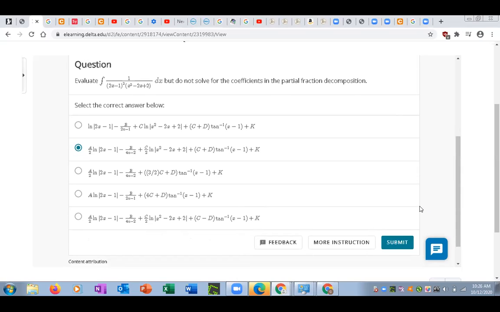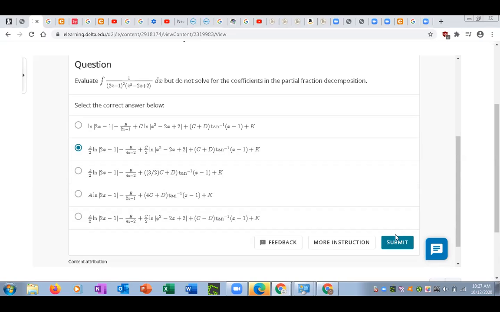Because the first one doesn't have the a over 2, and it has the second term wrong too. So it's either the second, third, or fifth, going off the second term. But it's the second one. Notice the third one is even missing the log of the x squared minus 2x plus 2, so it's out. What about the last one? They put a c minus d in there instead of a c plus d.